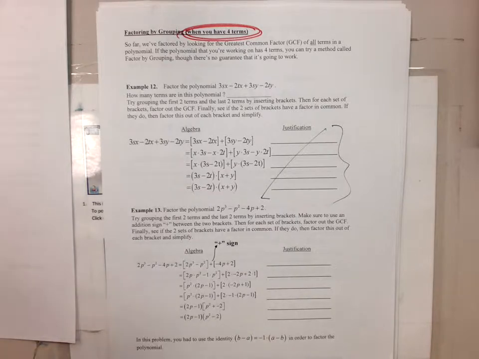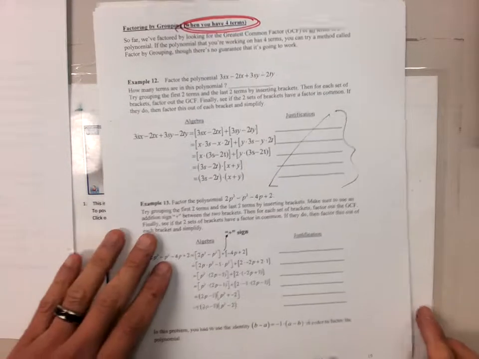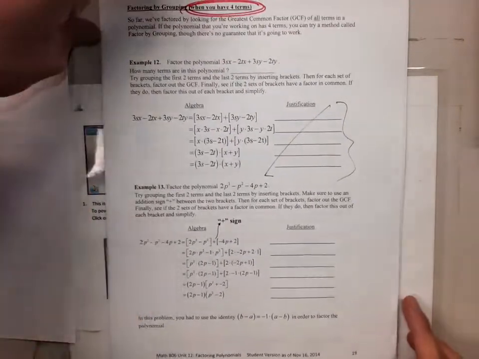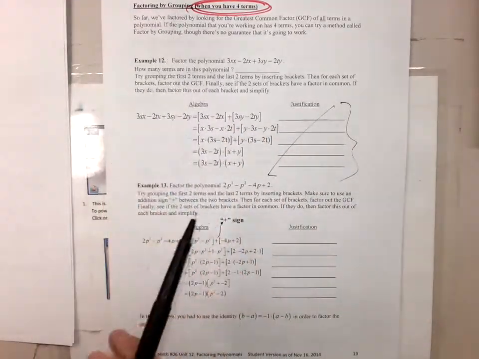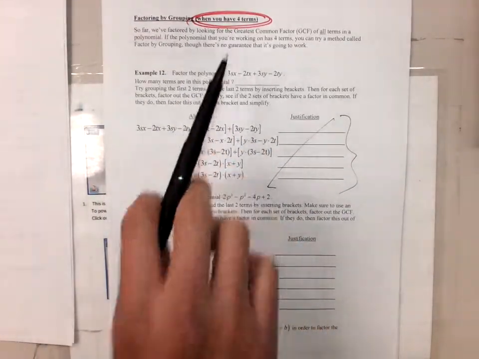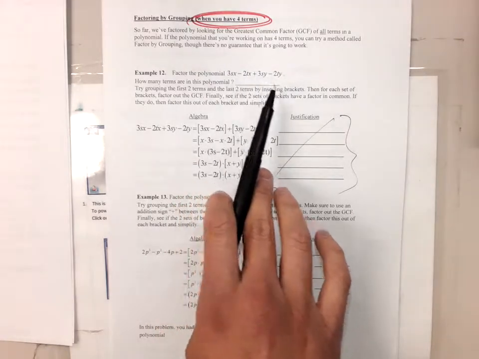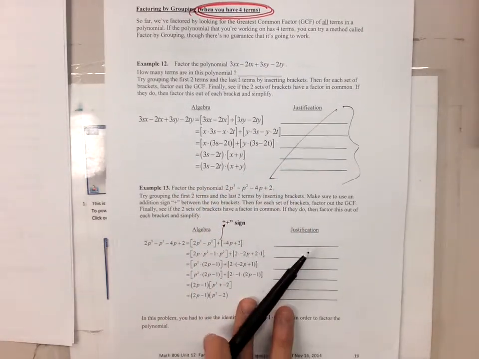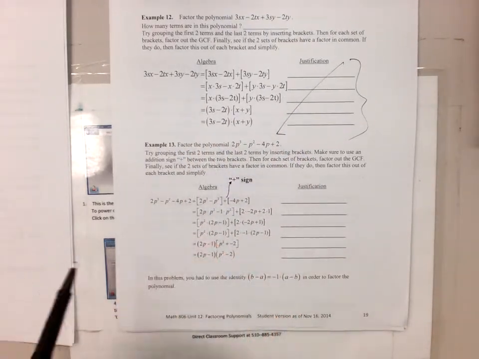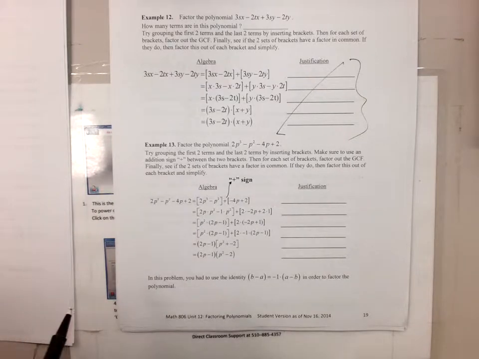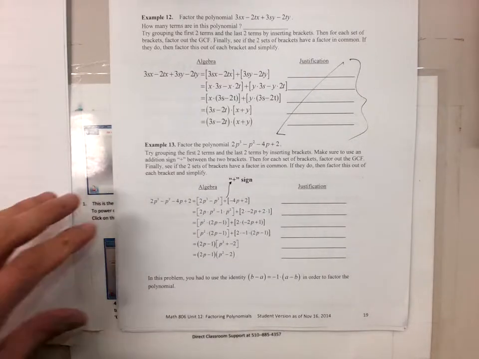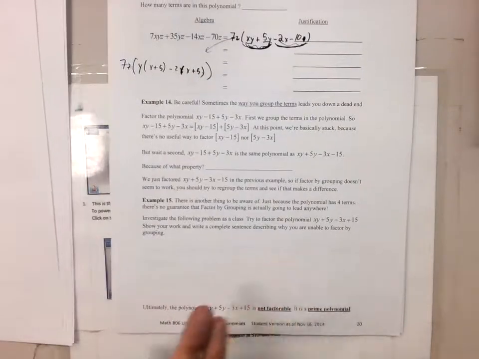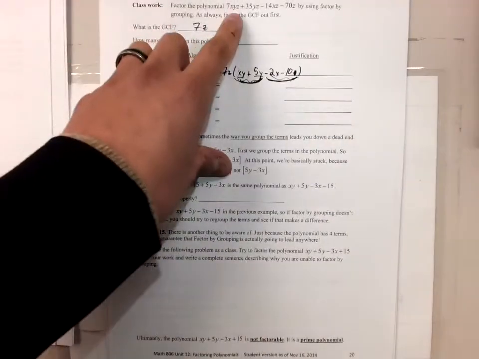Hello everybody, we're continuing on page number 19, and if you recall last time we left off on factoring by grouping. Remember, that's when you have four terms. So we did this example in class. We skipped the justification, and you would have done the same thing over here for example number 13. You kind of go through it. We left off on class, and I think some people got stuck on this problem over here.